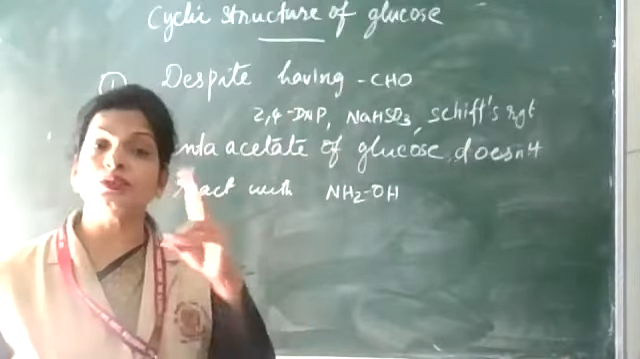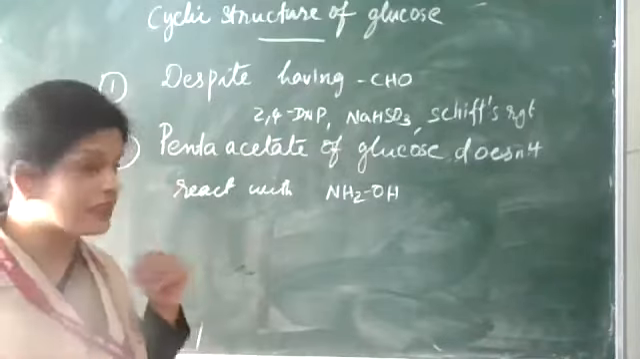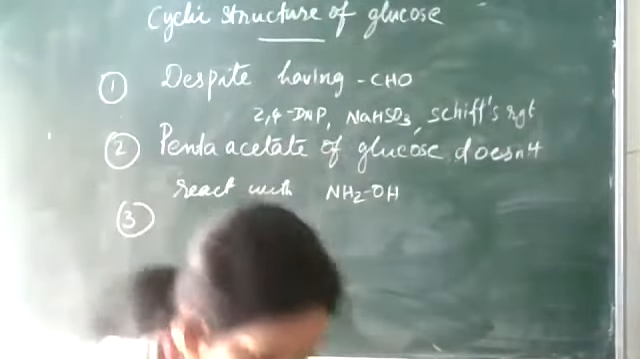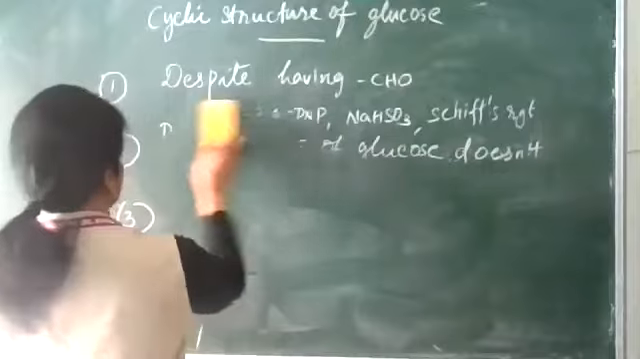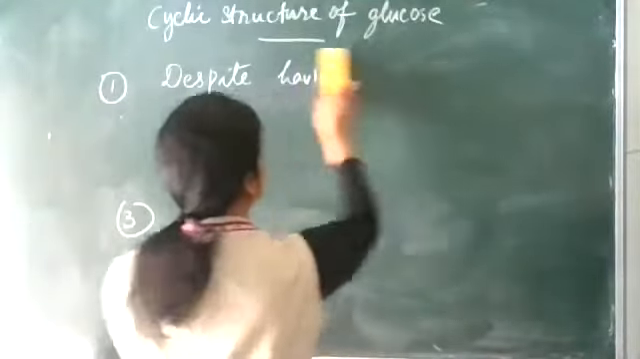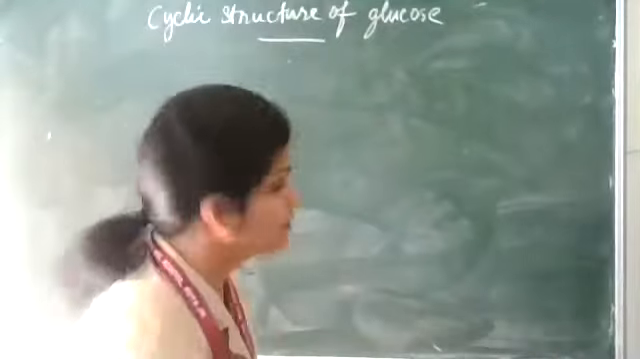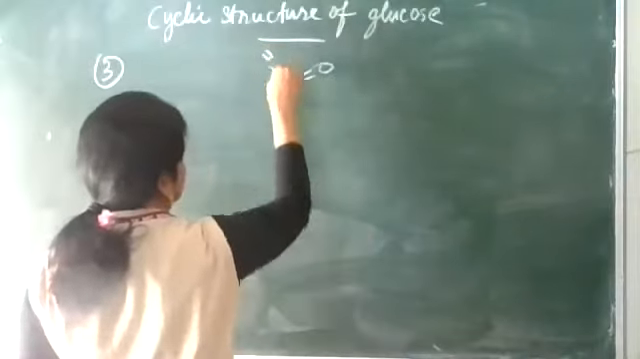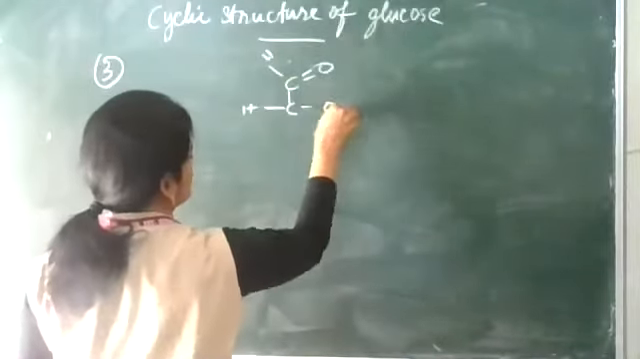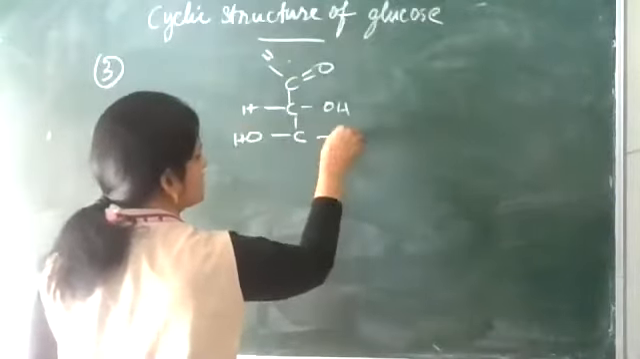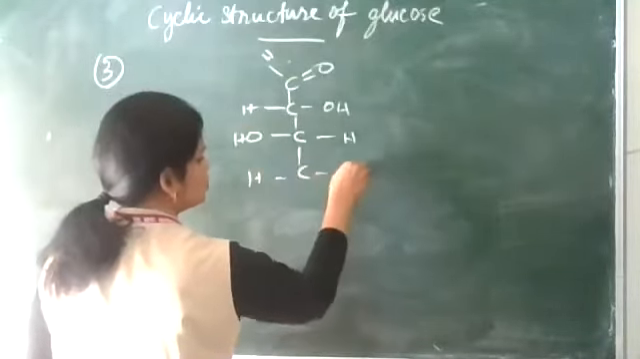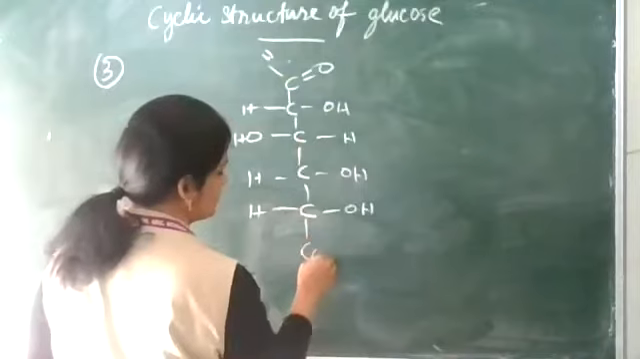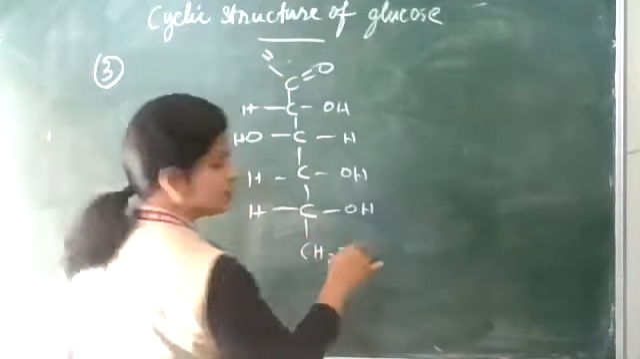And glucose exists in two forms, alpha form and beta form. Number 3, glucose exists in two forms, alpha form and beta form, 36% of alpha form and 64% of beta form. This is the open chain structure. CHOH on the third carbon, OH H on the fourth carbon, HOH on the fifth carbon, HOH, and the sixth carbon is CH2OH. This is the open chain structure.